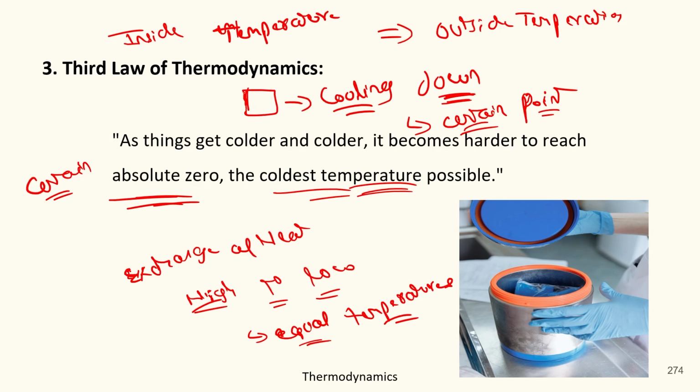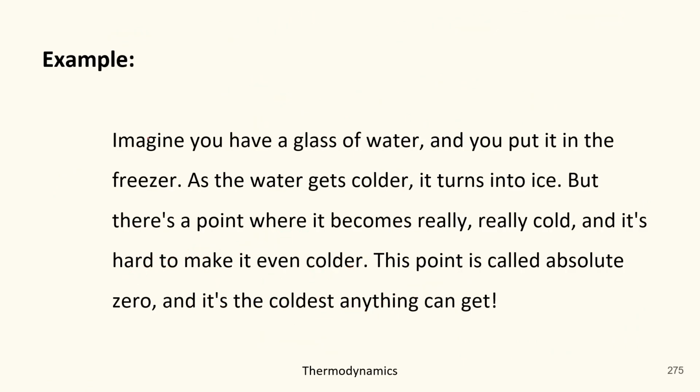So similarly, the same will happen to this object. This object will emit heat to the surroundings till the surroundings and this object get the equal temperature. And when they get the equal temperature, the flow of transferring heat will be stopped. So as things get colder and colder, it can cool down up to a certain point, or you can say up to the equal temperature with the surroundings. And after this, the flow of exchanging heat will be stopped. Okay. So let's take an example.